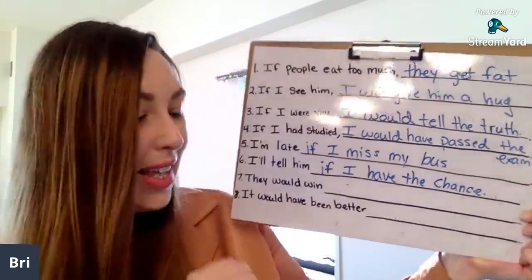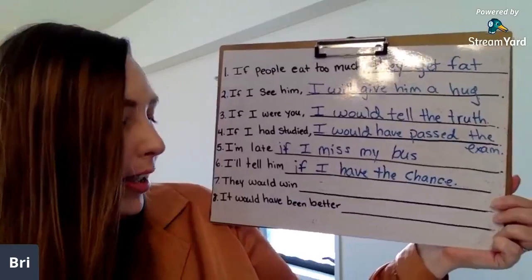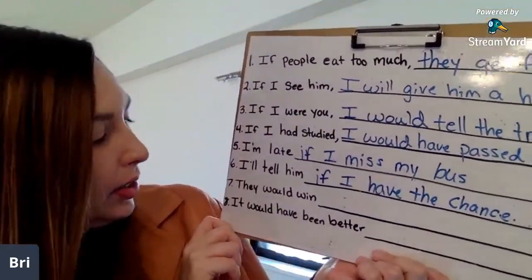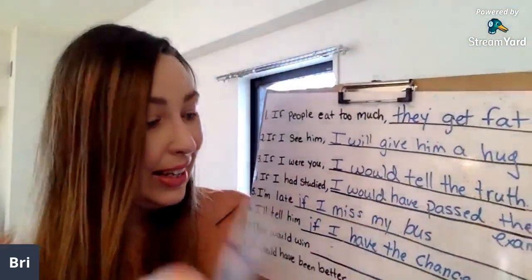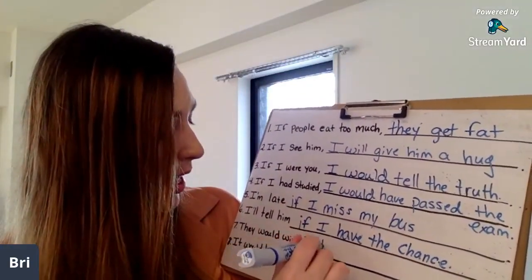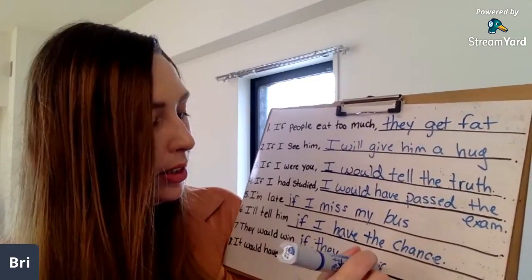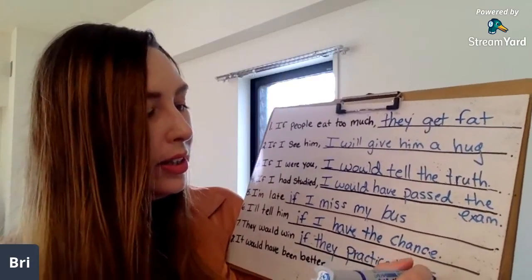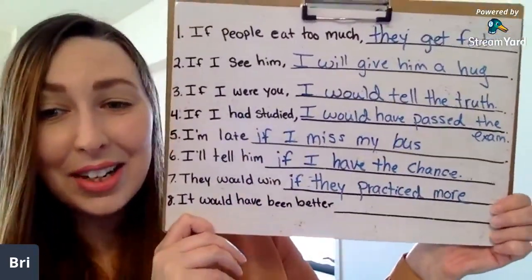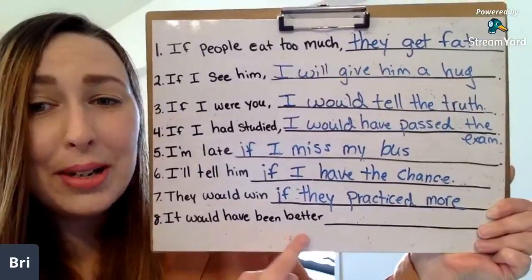Oh, I see. Okay, yes, there's a lot. So we're going to use the second conditional. So if plus past simple, would plus infinitive, right? So they would win if, let's see, if they practiced more. Practiced more. Very good. So if they tried harder, if they practiced more, if they had a better coach, very good. Okay. Number eight, it would have been better.